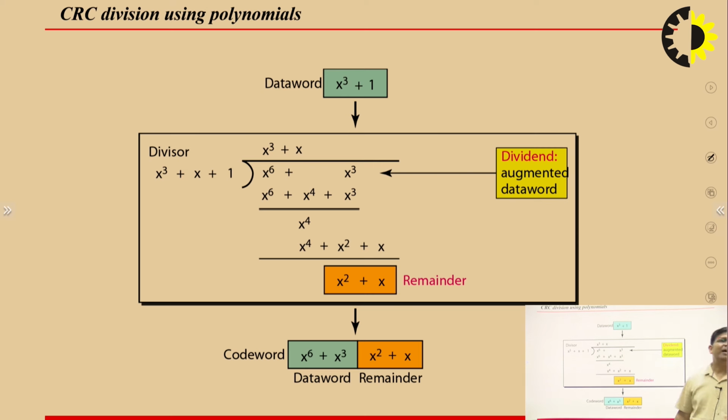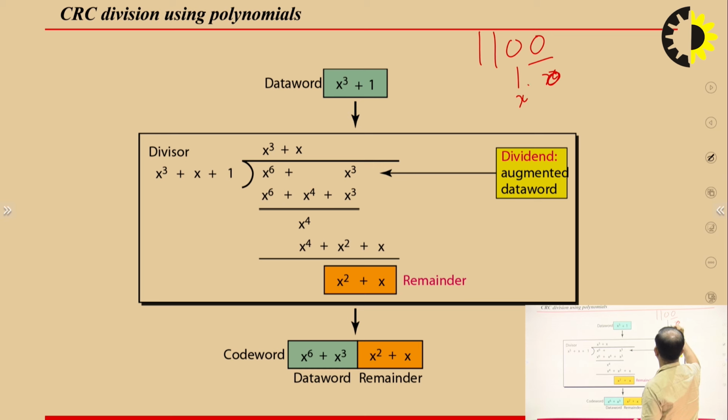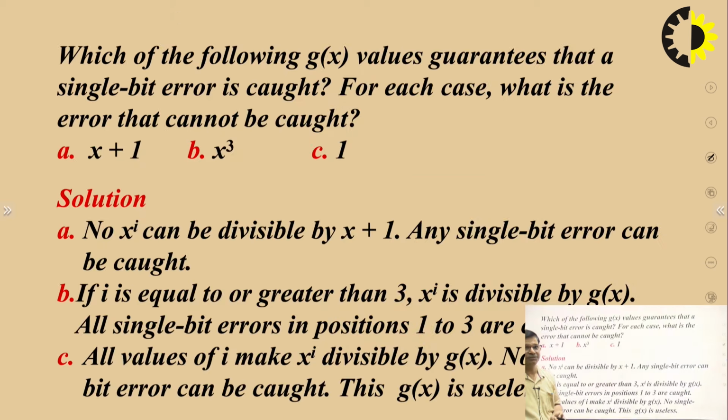So this CRC method uses some polynomial concept also. For example, if I am saying 1100, this is x to the power 0, x to the power 1, x to the power 2, and in this way x to the power 3, so x cubed plus x plus 1. So we have to learn how this binary number is converted into some algebraic expression.